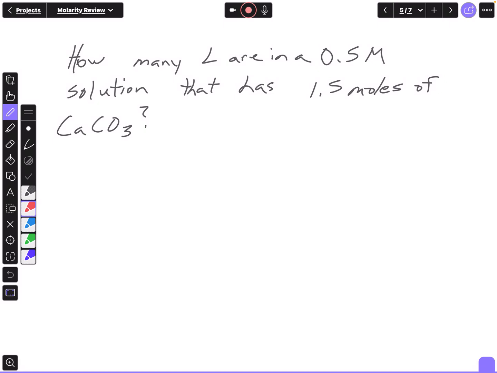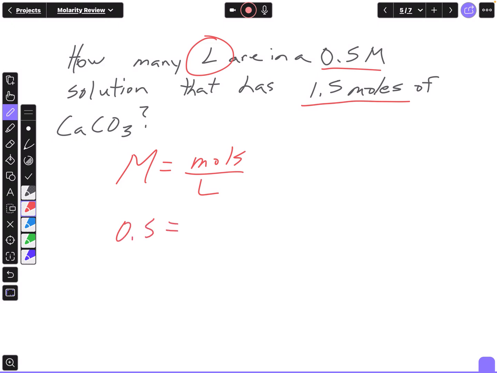Now next, how many liters are in a 0.5 molar solution that has 1.5 moles of CaCO3? Again, I'm asking for how many liters, that's my unknown, in a 0.5 molar solution that has 1.5 moles of CaCO3. So again, my equation, molarity equals moles over liters. When I plug in my numbers, it's telling me my molarity is 0.5. My moles is 1.5. Liters is what I'm solving for, so that's going to be my X.